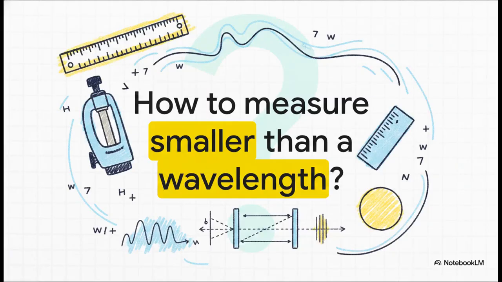So think about this for a second. How exactly do we measure distances that are literally smaller than a single wavelength of light? It's a real brain teaser, right? Because it forces us to find a mechanical solution to a completely invisible problem. Obviously, our standard rulers or even highly precise micrometers just aren't going to cut it when we're dealing with the incredibly microscopic scale of light waves.